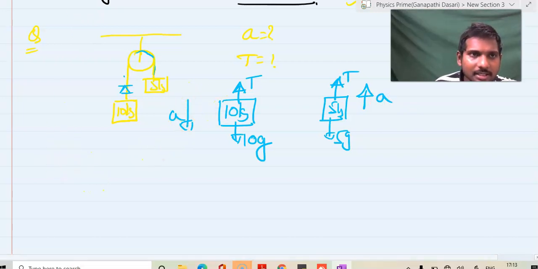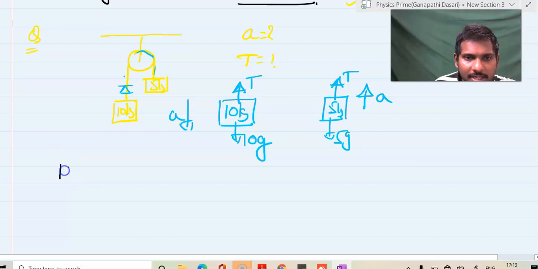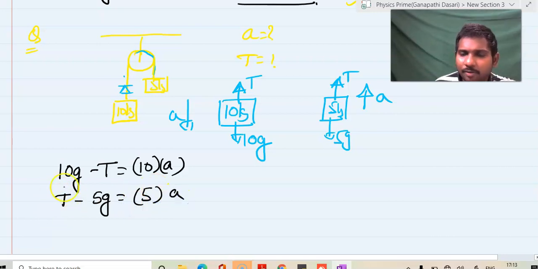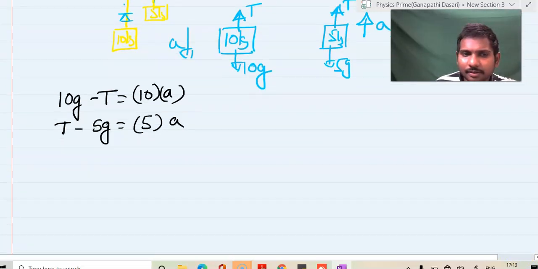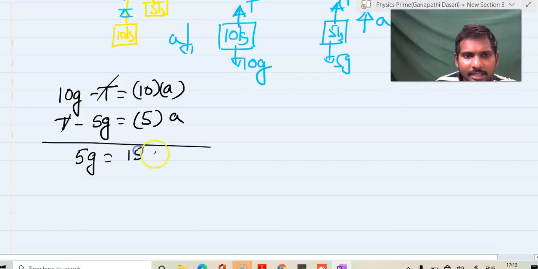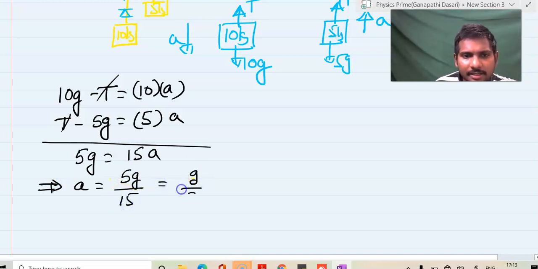So then the equations I'll solve: 10g minus T is equal to 10 into acceleration in the bigger force direction. In a similar way, T minus 5g is equal to 5 into acceleration in the bigger force direction. Bigger force here is the tension. If you solve both of them, T will be cancelled. 5g will be 15a, that implies a is equal to 5g by 15. The answer is g by 3 meter per second square.